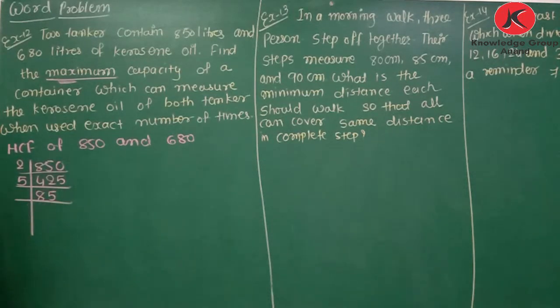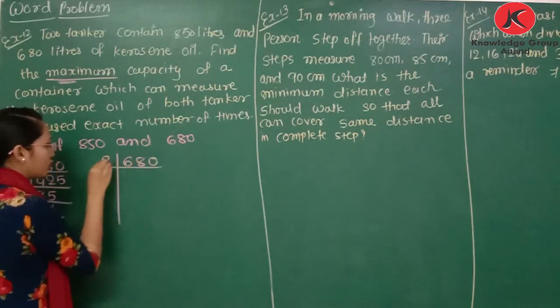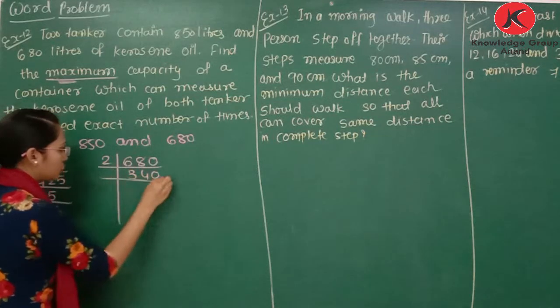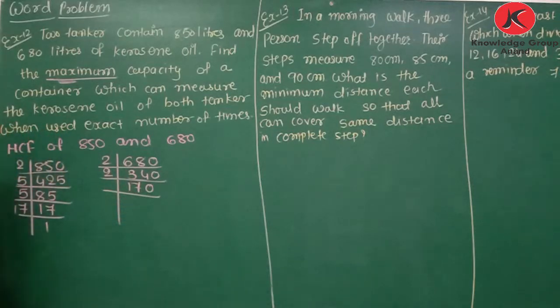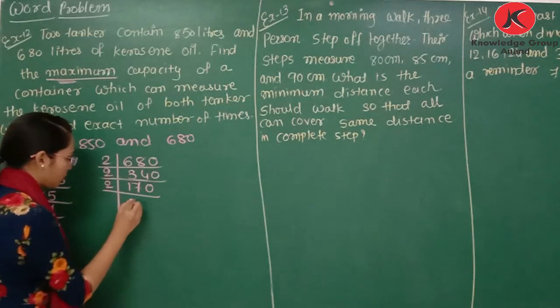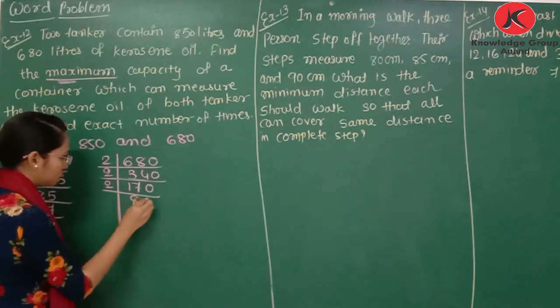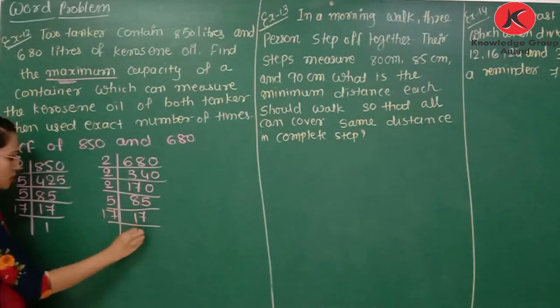85. Now 85 is divisible by 5. 17 is a prime number, so 17 ones are 17. Now 680, 340, 170. Divide 340 by 2, you will get 170. Now again divide by 2 because the last digit is 0. 85, 5 17s are 85 and 17 ones are 17.